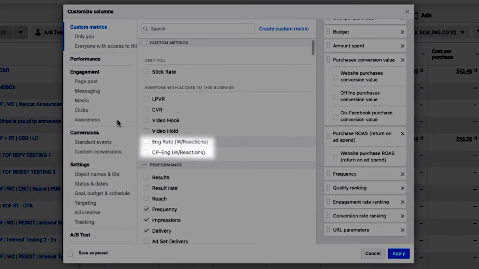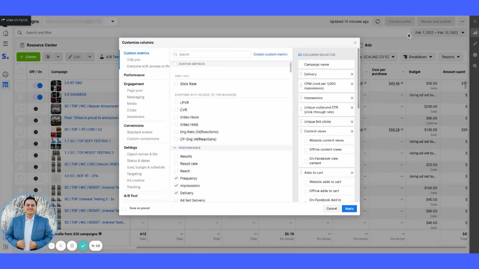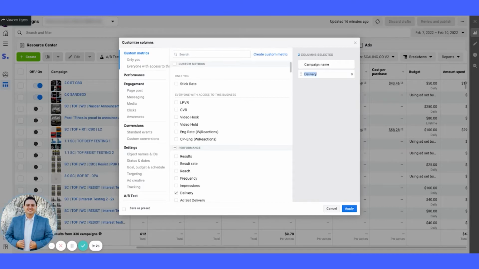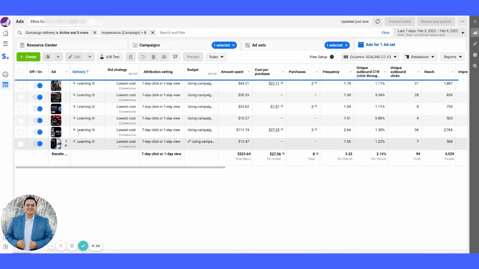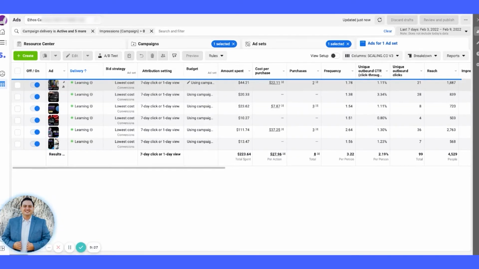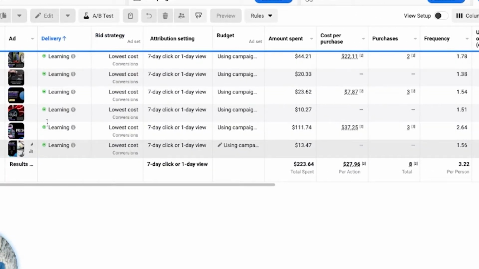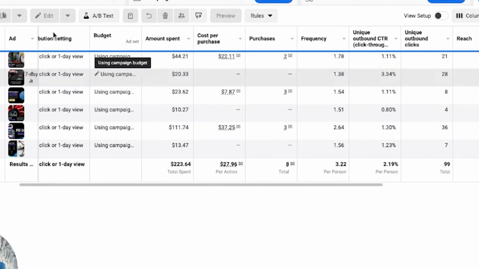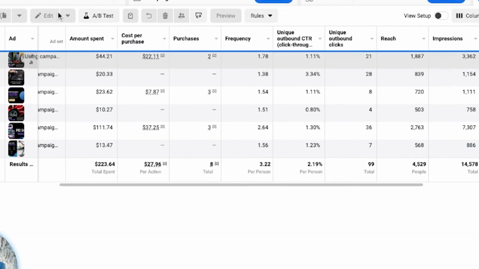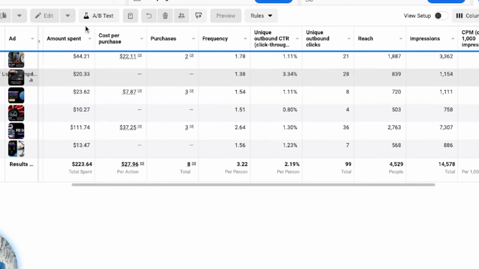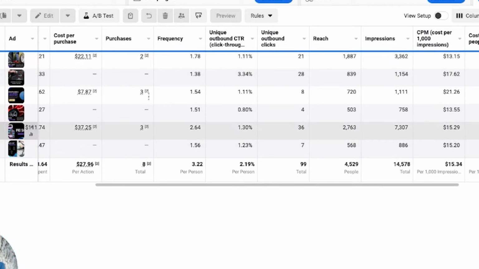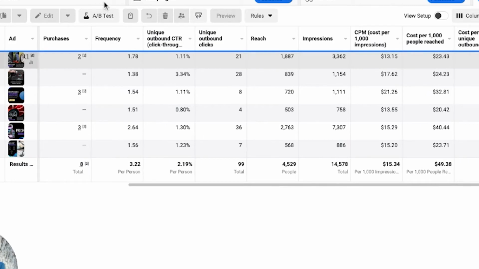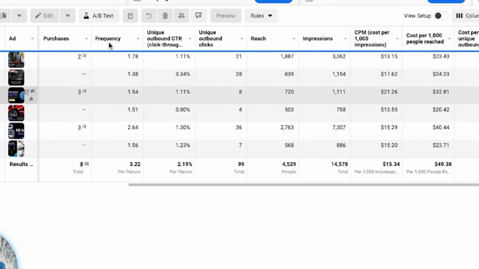And we have the cost per this engagement rate, and it looks like we have to rebuild it because it got reset. So I'm just going to build it all out now, and then I'll show you guys what that looks like after. So this is what it looks like at the ad level. So you have your delivery, your bid strategy, your attribution setting here, your budget, and then the amount that you've spent, cost per purchase, how many purchases, frequency that people are seeing your ad inside of your audiences, your unique outbound link click-through rates for each ad broken down.